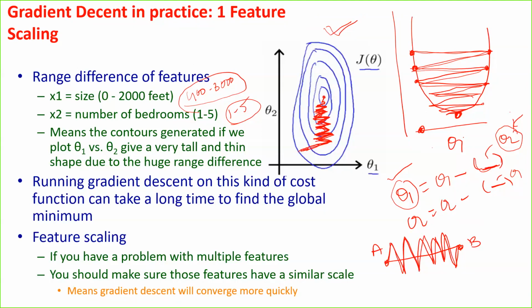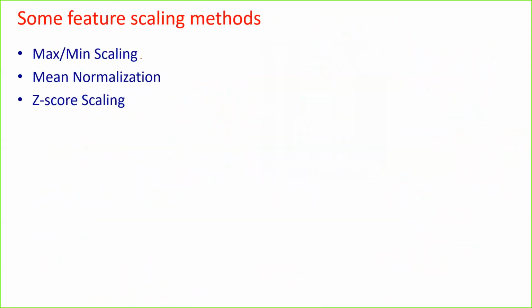To bring them to similar ranges, we follow this feature scaling approach, which we also call normalization. There are various popular techniques, some of which I have mentioned here: min-max scaling, mean normalization, z-score scaling. Simple scaling means dividing every value by the maximum value of that column. That will bring the values into the range of 0 to 1. That is one simple feature scaling technique.